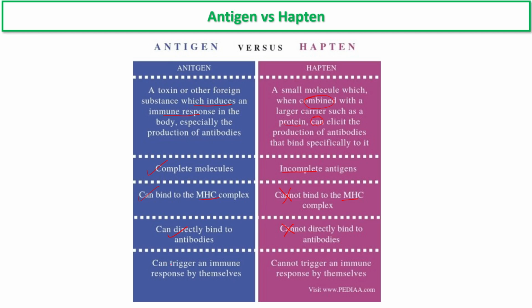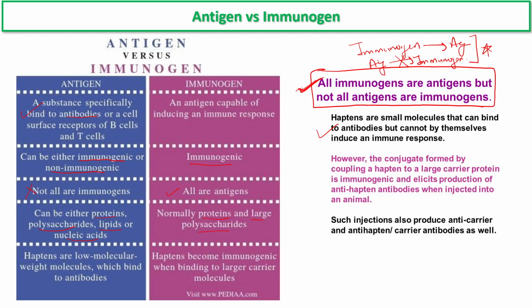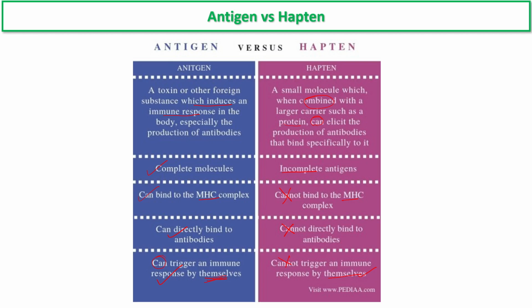Antigens can trigger an immune response by themselves. Keep in mind, by themselves. But haptens cannot trigger an immune response by themselves. They need a carrier molecule. Haptens are of no use without a carrier molecule. So remember this difference between antigen and hapten. Before that, we saw the difference between antigen and immunogen.